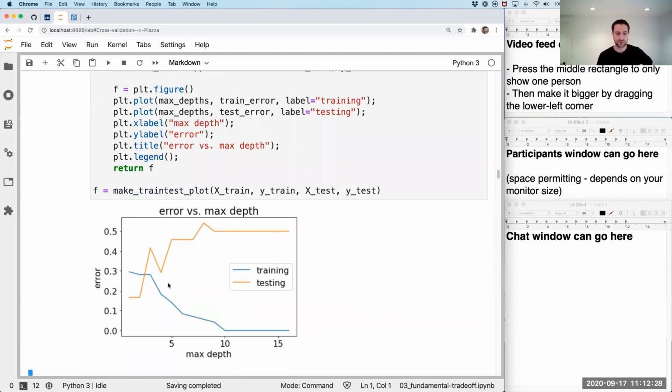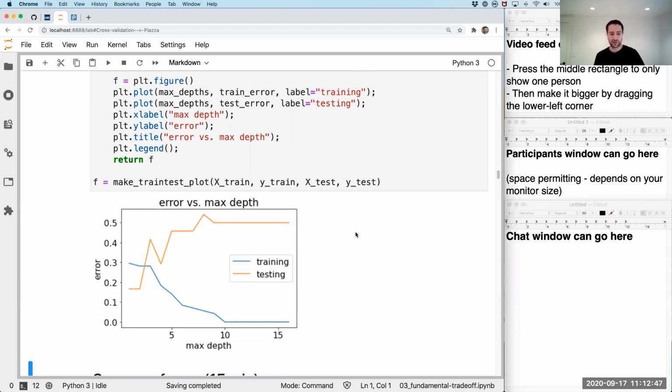We see that same blue line that was there before: as we increase max depth, the training error is actually going down and down and down. But the testing error is actually getting worse. The more complicated the decision tree we're making, it's just getting worse and worse every time.